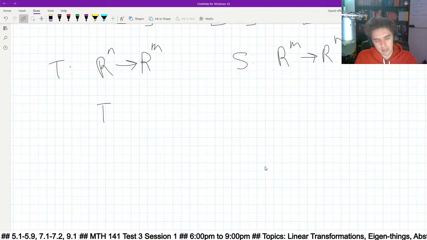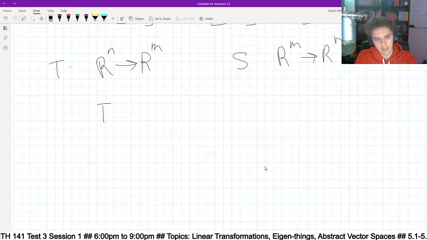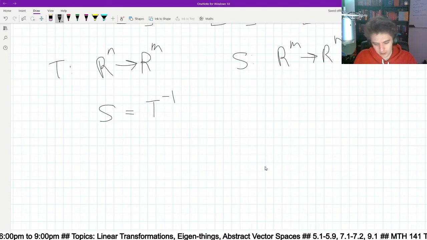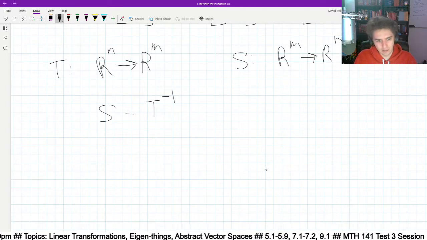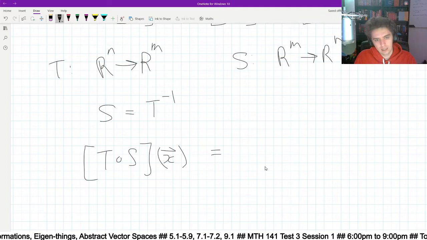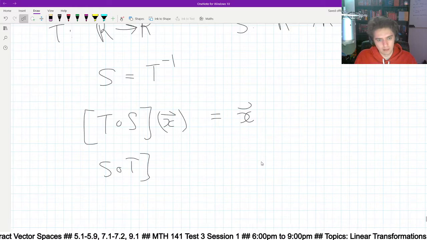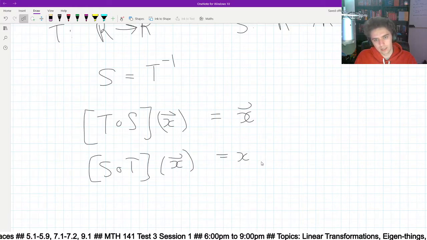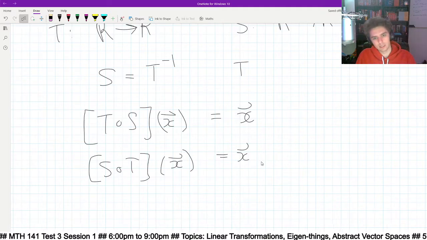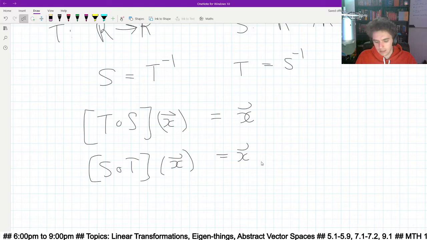You say that S equals T inverse, right? You can say S is T inverse if and only if T of S of X gets you X, and S of T of X also gets you X. As in, the T of S and S of T cancel each other out. So S equals T inverse, and T equals S inverse.